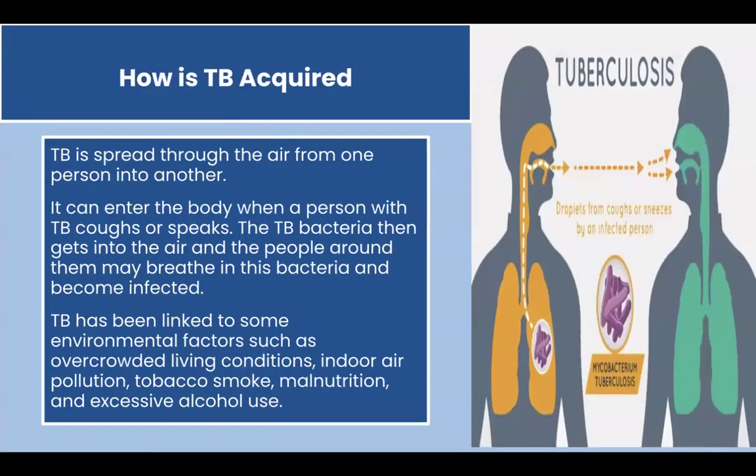How is TB acquired? TB is spread through the air from one person to another. So if somebody who has TB is to cough or speak around somebody who doesn't, the other person can inhale it or have the droplets. TB has been linked to some environmental factors such as overcrowded living, indoor air pollution, tobacco smoke, malnutrition, and excessive alcohol use.